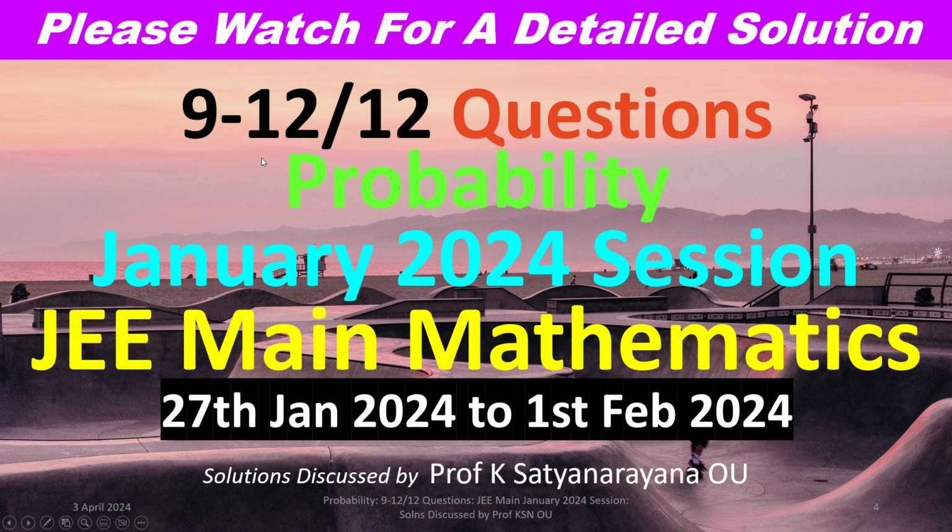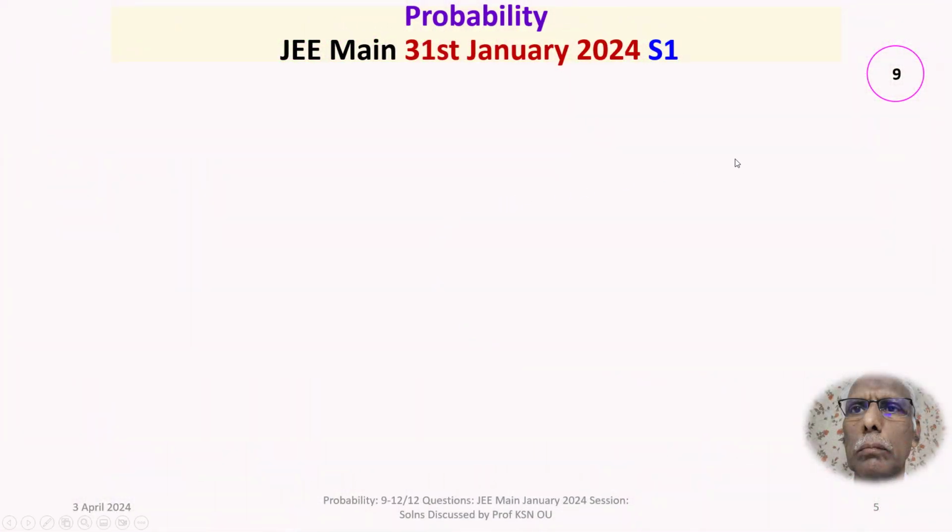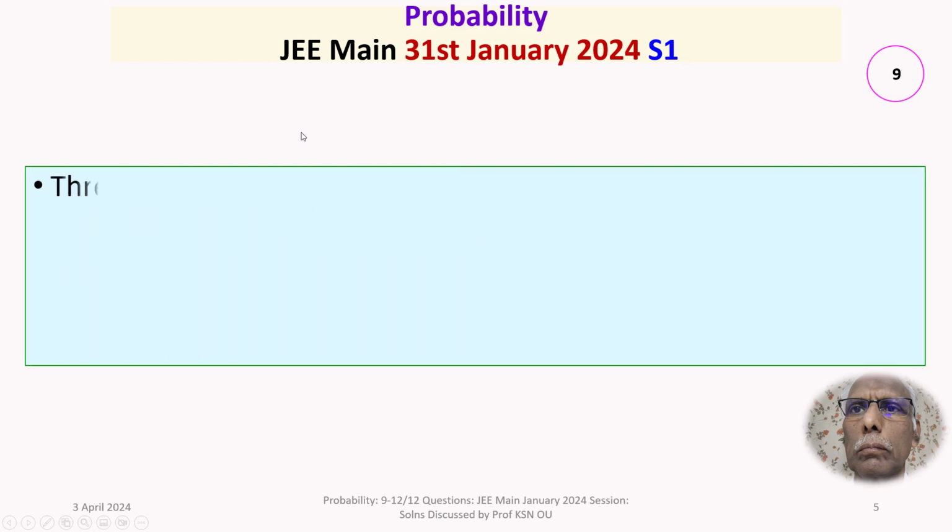We now discuss the last 4 questions that have appeared from the chapter probability in the January 2024 session of JEE Mathematics. Now let's take down the next question, question number 9. This question has appeared in the JEE Main exam held on 31st January 2024 in the first shift.